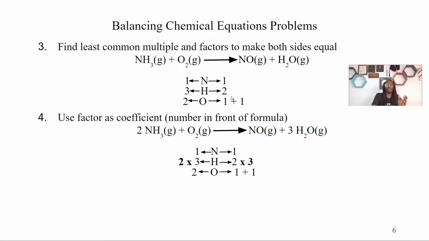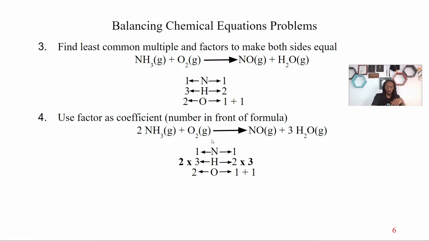So because of that, in order for me to get to 6, I need to multiply my 3 by 2. In order for my 2 to get to 6, I need to multiply that by 3. All right? So now that I know what factors I'm going to use in order to make them equal, let's look down here.